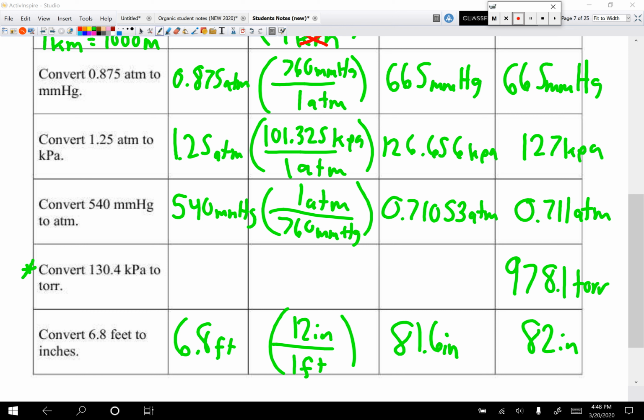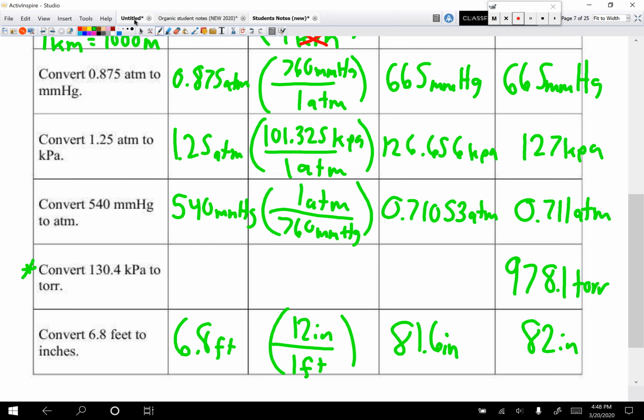All right, so these are the answers just how they look. If you just want to double check on your own, please pause this video right now, because I'm going to go over to a fresh sheet and show you this one I have highlighted: converting 130.4 kPa to torr, because there are multiple conversion factors.